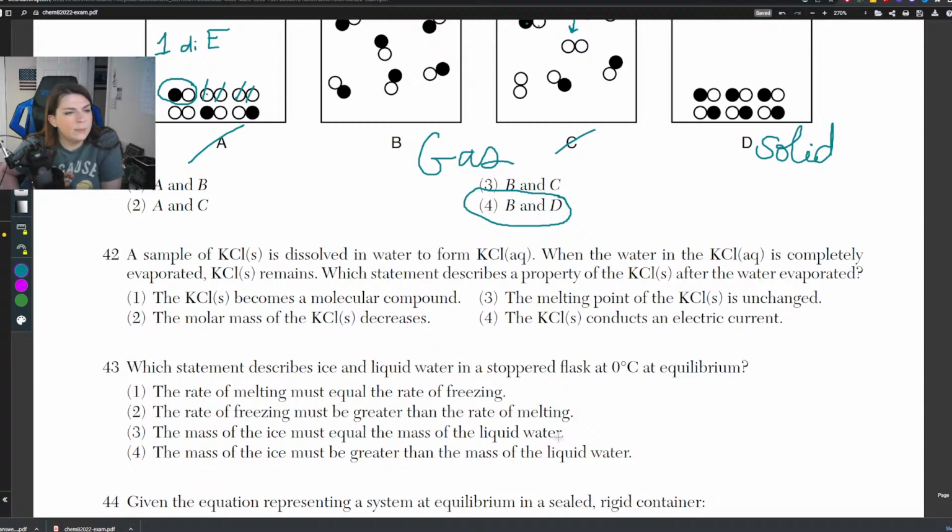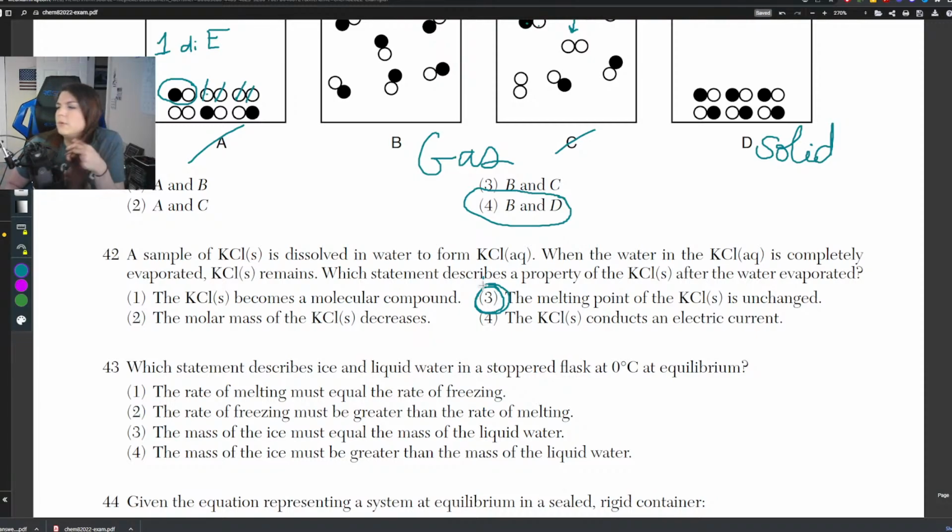(42) A sample of KCl is dissolved in water to form aqueous KCl. When the water in the KCl aqueous is completely evaporated, the KCl solid remains. Which statement describes a property of the KCl after the water has evaporated? This is interesting. Okay. It's choice 3. The melting point is unchanged.